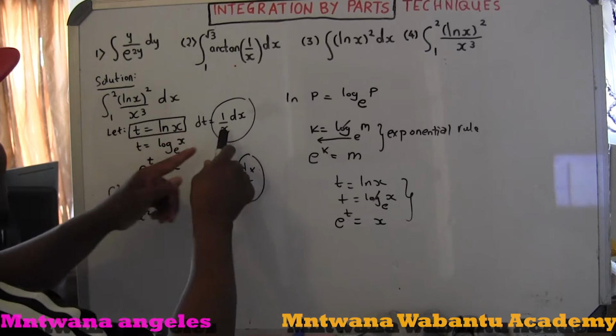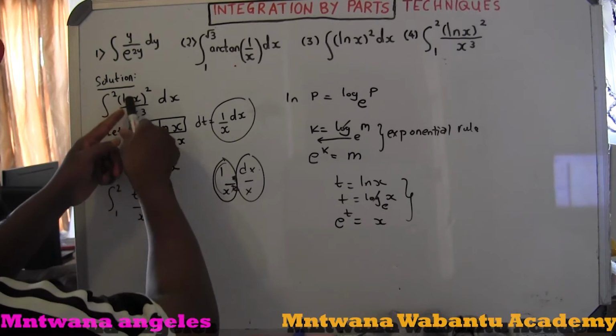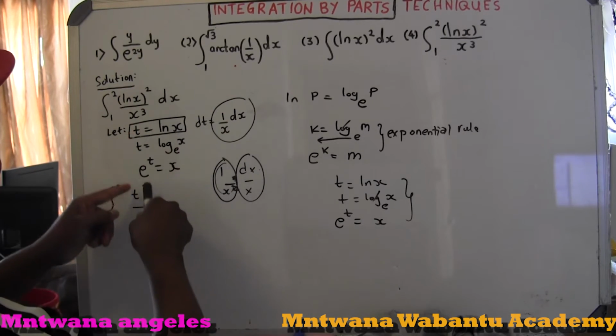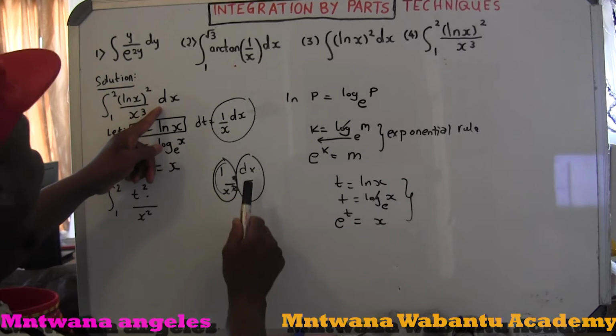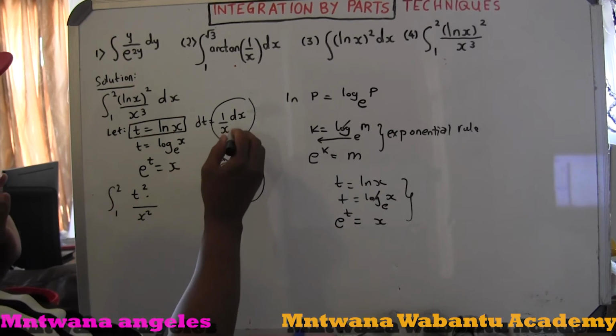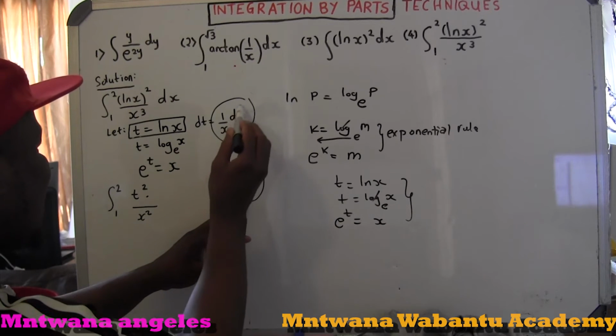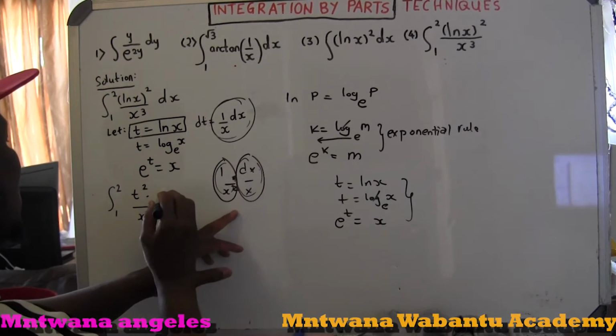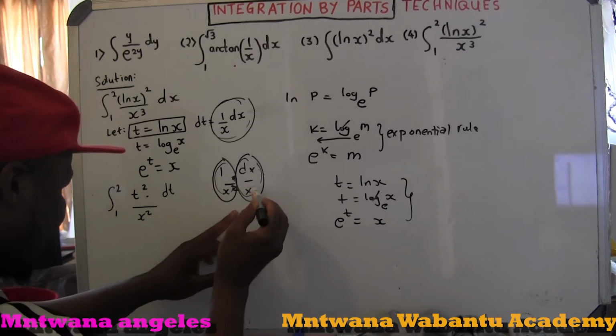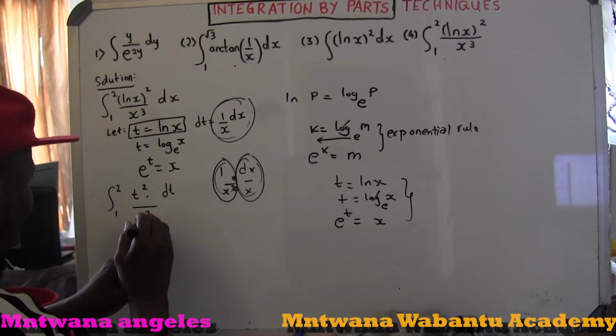Okay, ln of x equal to t, and then I've got x squared and dx. I'm not going to take dx alone. I'll say dx over x, because it's here. dx over x equal to dt. But I'm left with 1 over x squared.